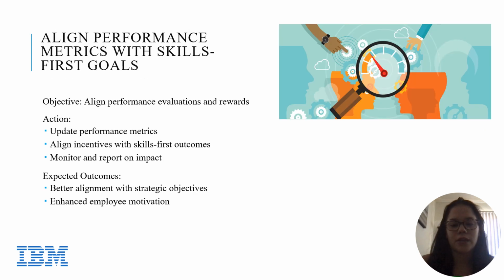Lastly, we will align our performance metrics with the skills first goals. This involves updating our performance evaluations to reflect the importance of skills and competencies, aligning incentives with the successful implementation of the skills first approach, and monitoring the impact on organizational performance. These steps will ensure that our performance management system supports our strategic objectives and enhances employee motivation.